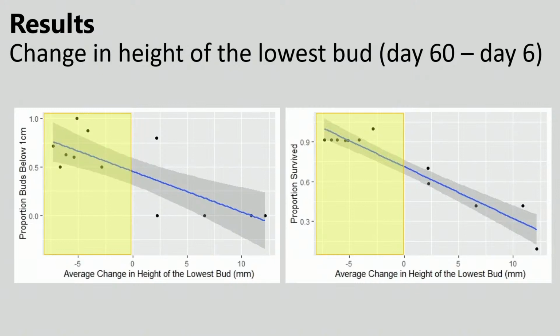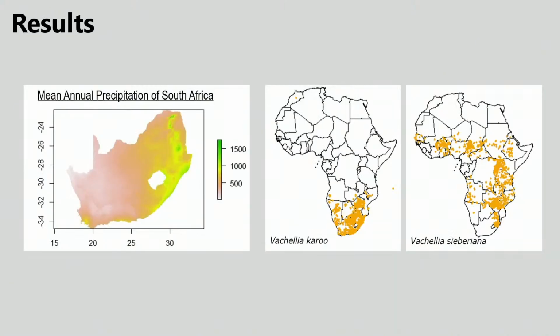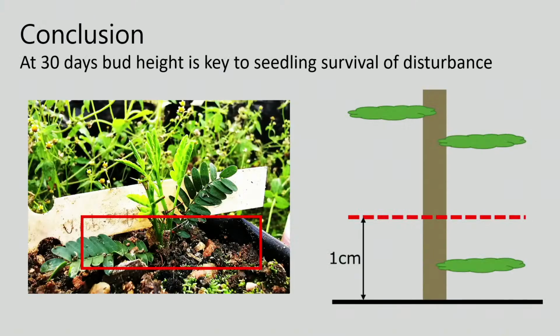So, for each species, we calculated average change in height of the lowest bud, proportion buds below 1 centimeter, and proportion survived. And what we found is that with a greater decrease in the height of the lowest bud, proportion buds below 1 centimeter increased, and we found the same for survival. So a greater decrease in the height of the lowest bud meant a greater average survival for the species. Also just like to note that this was only in the Vachellia seedlings. Seedling survival did not differ between species of different provenances.